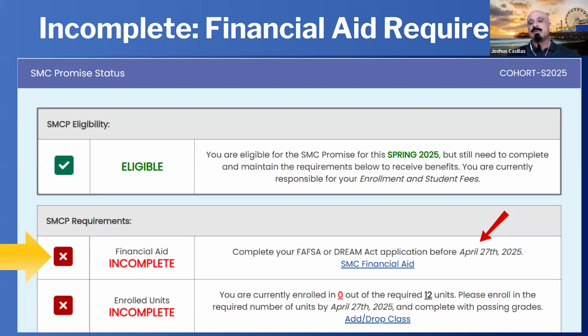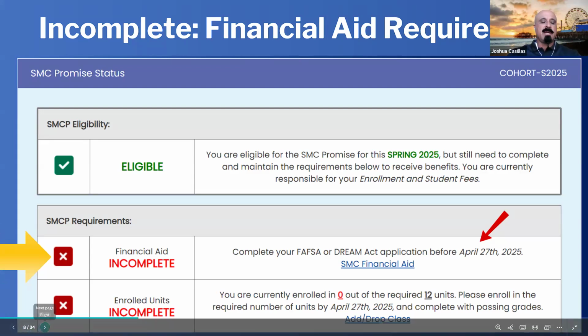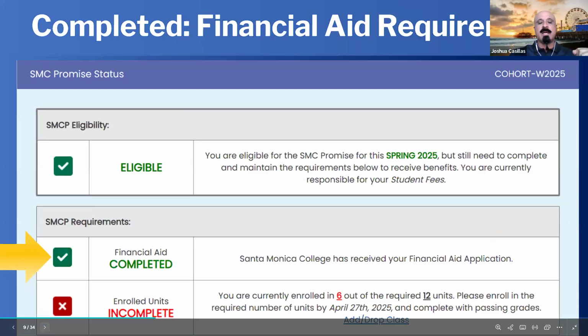Requirement deadline is April 27, 2025. That must be completed. That's your first requirement. When you do complete it and the SMC financial aid receives your 2024-2025 FAFSA or DREAM Act application, it changes. Your Corsair Connect will look like this. Once again, we're focused on the yellow arrow. It will say green icon check mark. It is completed. Santa Monica College has received your financial aid application. That's what it looks like when that requirement has been completed.